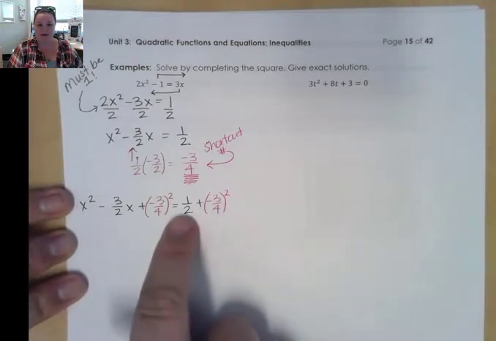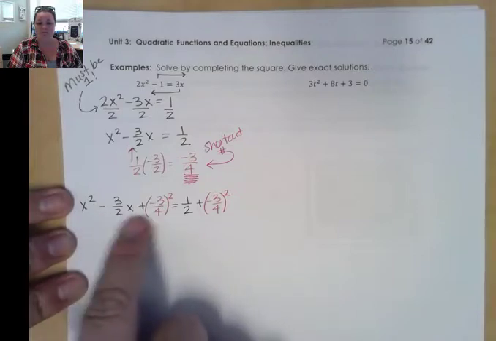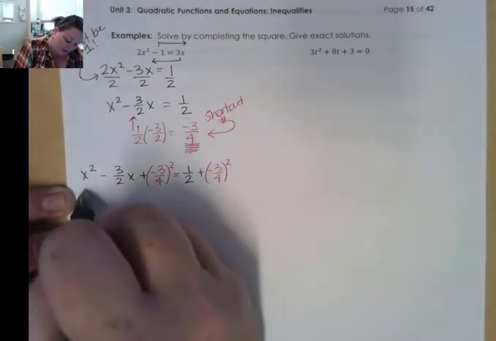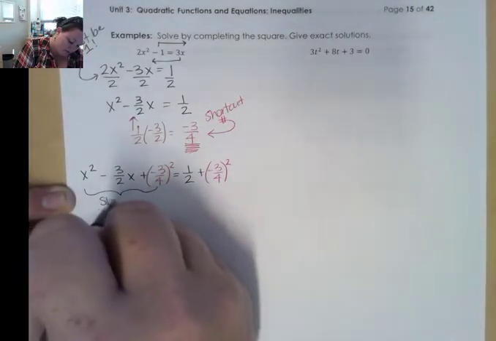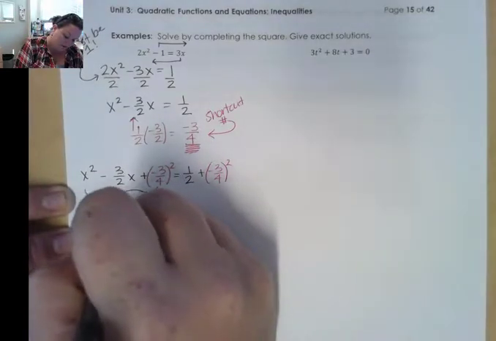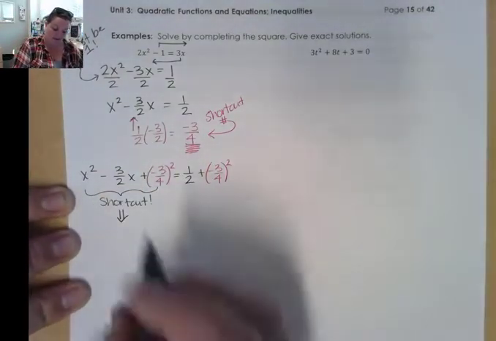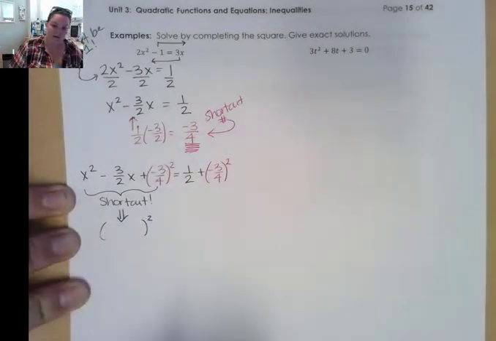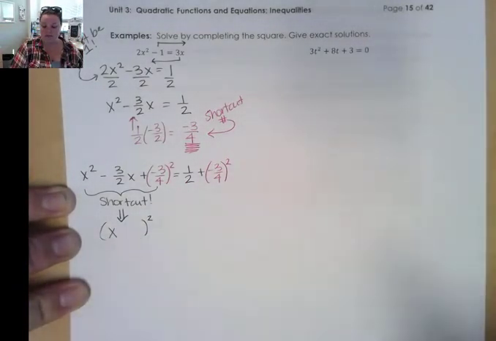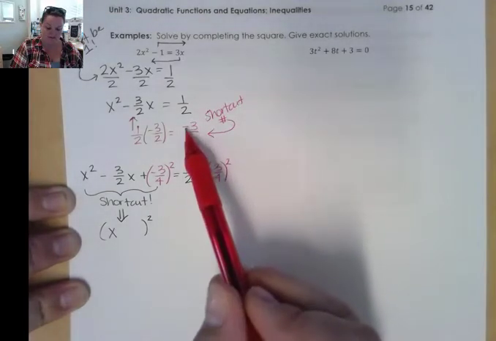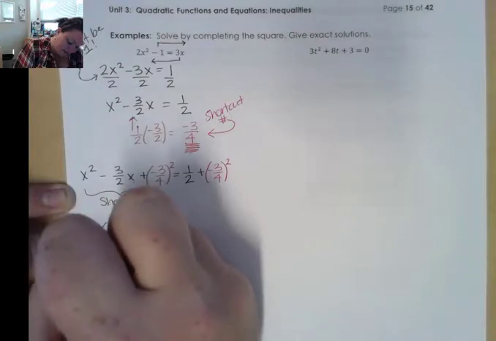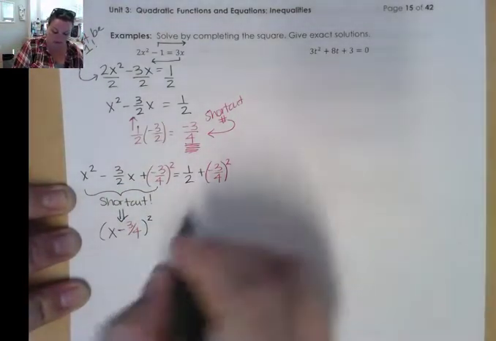Okay, now on this side, instead of multiplying this out and figuring out what the sum product is with fractions, I'm going to go ahead and just use my shortcut. My shortcut says that this should factor into a perfect squared quantity, and the squared quantity that it will factor into is always my variable and then my shortcut number. So notice my shortcut number is negative 3/4. So this factors into x minus 3/4 quantity squared.